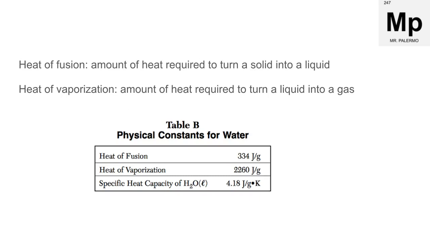The heat of fusion was the amount of heat required to go through that phase change, that solid to liquid phase change, aka melting. And the heat of vaporization is the amount of energy required to vaporize something, to turn it from a liquid to a gas. And those values are also listed on table B. And these are all for water.